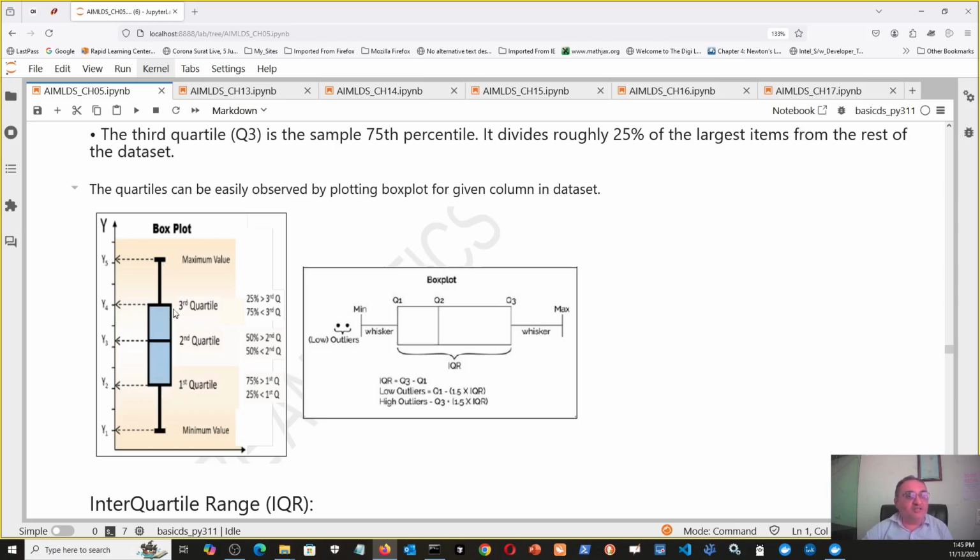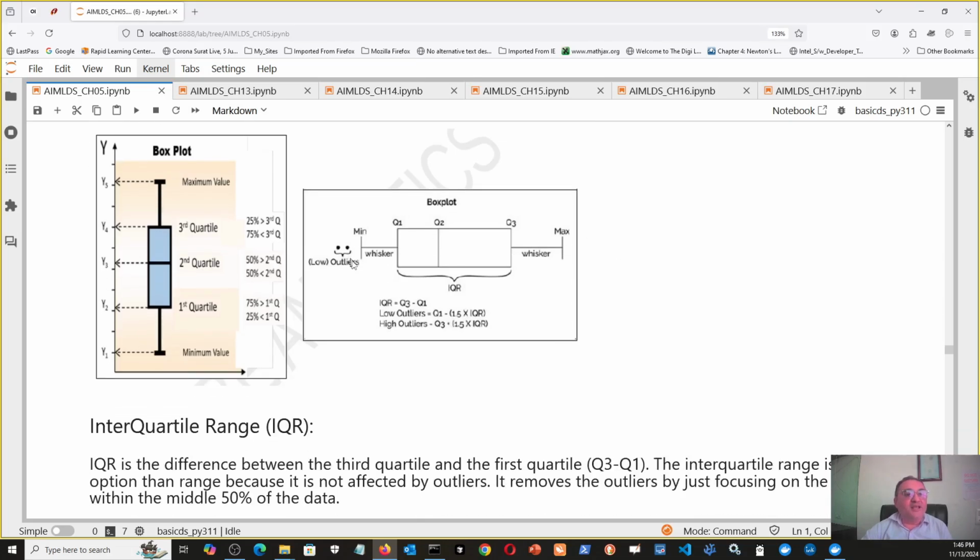The difference between the first quartile and third quartile, here the same box plot is shown horizontally, is called the interquartile range. Then the line joining the minimum value to the first quartile, here in this vertical graph and here, is called the lower whisker. Similarly, the line joining the maximum value with the third quartile is called the upper whisker. Any point beyond these should be called an outlier. Now the question is how to define these outliers.